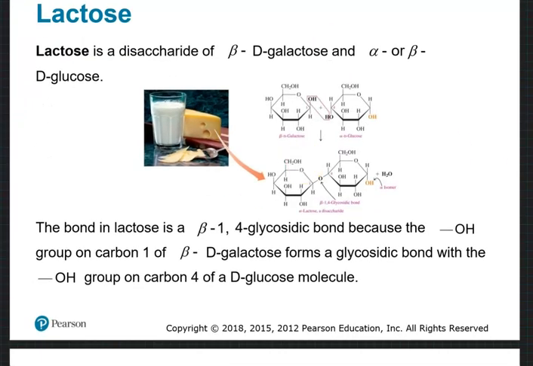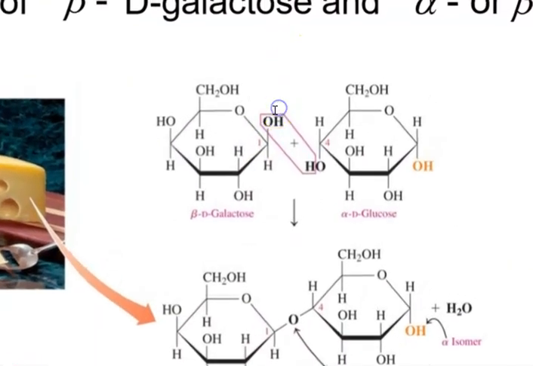So the bond, as we mentioned before, is beta 1,4 glycosidic because the OH group on the first carbon of beta D-galactose is in the beta position. That's your beta position. Am I making sense? Okay, awesome.